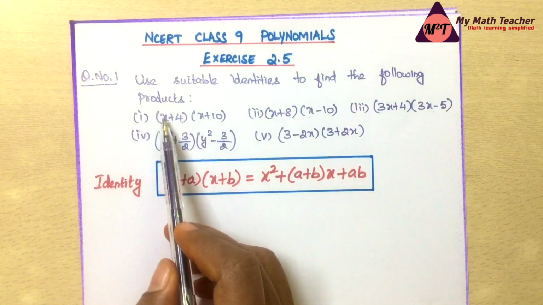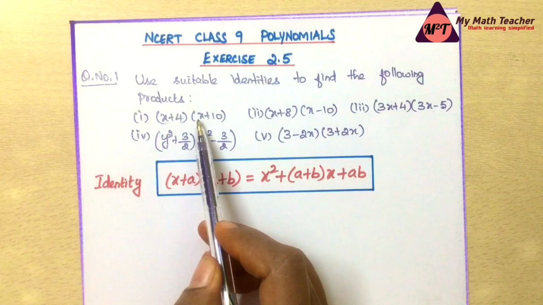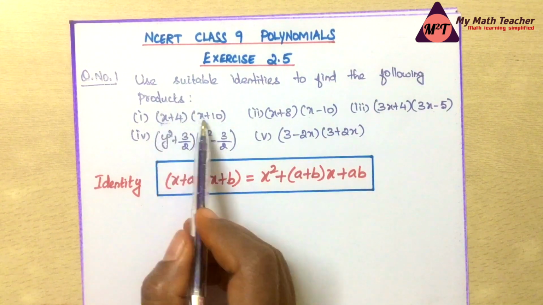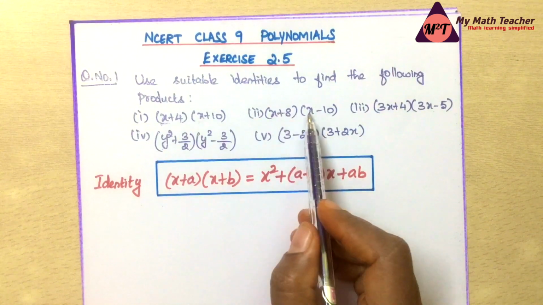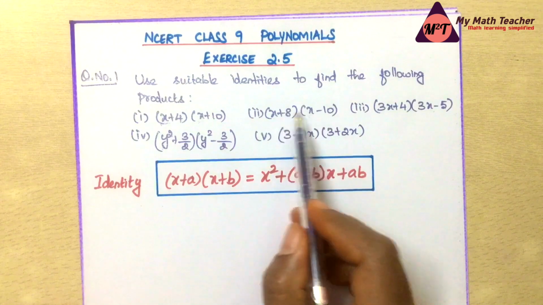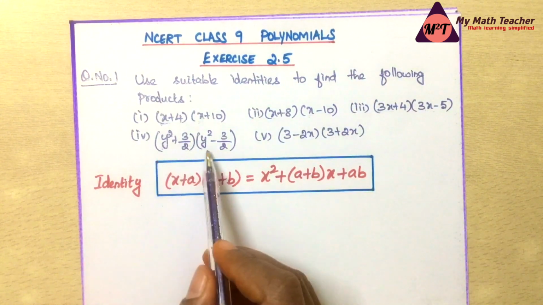You can see x plus 4 is a polynomial. It should be multiplied by the other polynomial, which is x plus 10. Notice here, the first term in both is the same. Same here, x plus 8, x minus 10. The first terms are the same, only the second is different here. The same for the third, 3x and 3x, y square, y square.